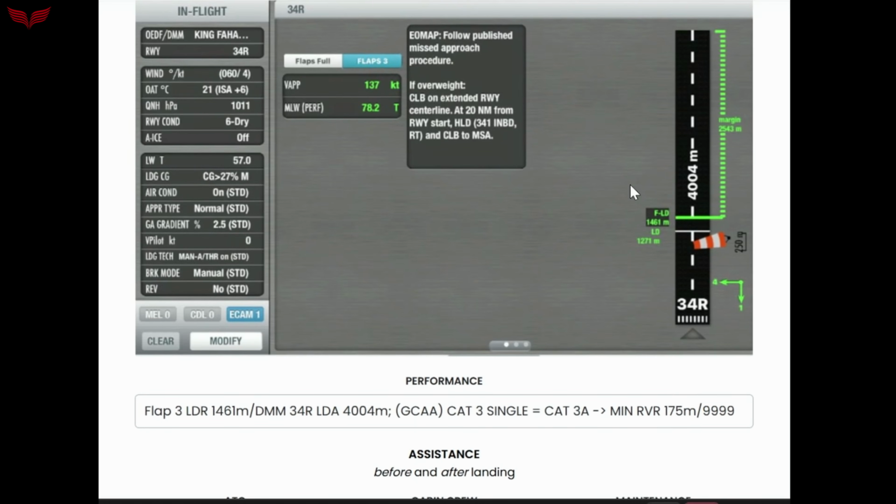Performance. We have calculated with flaps 3 for runway 31 right in Dammam. Landing distance required 1,461 meters out of 4,004 meters available. Cat 3 single means a minimum required RVR of 175 meters and the current visibility is 10 kilometers or more.